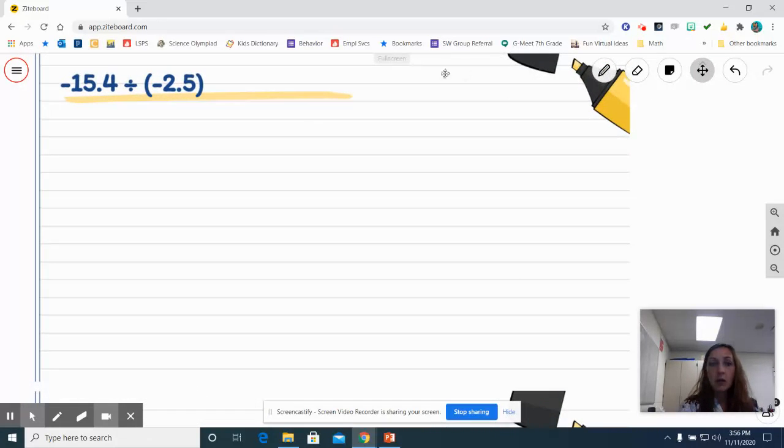The next example is negative 15 and 4 tenths divided by negative 2 and 5 tenths. I'm going to leave the negatives out of it and just come back to those at the end, so that I know it's already going to be a positive because it's a negative divided by a negative. So we'll put 15 and 4/10 in the dividend because that's what is being divided up. And we are dividing that by 2 and 5/10.